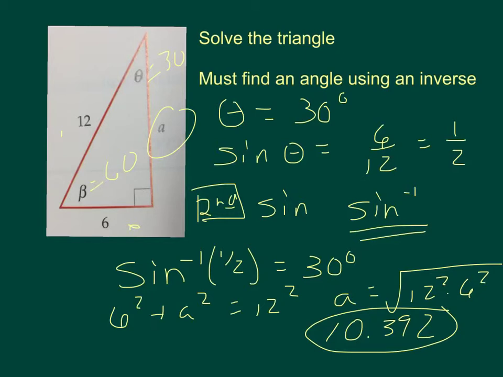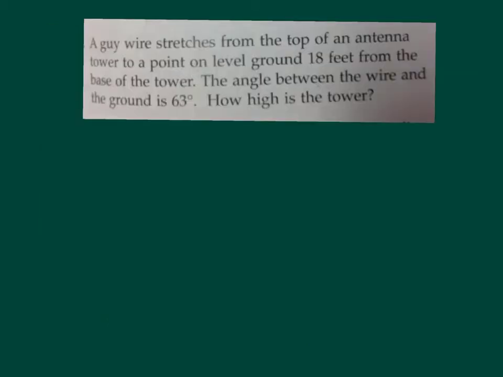The problem states a guy wire stretches from the top of an antenna tower to a point on level ground 18 feet from the base of the tower. The angle between the wire and the ground is 63 degrees. How high is the tower? I did this problem on purpose because people don't understand what a guy wire is. Here's my tower. The wire connects to the top and goes to the ground. That's the wire. All it does is hold the pole from falling over.